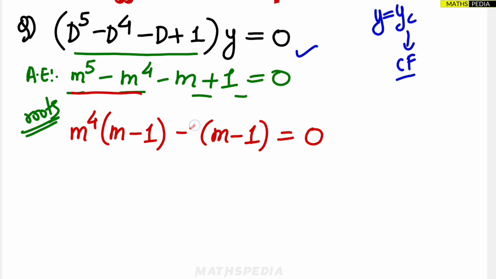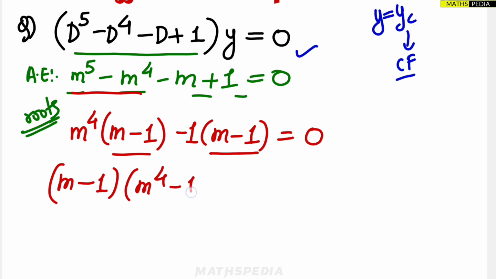So what should be outside? Minus 1. So these two are equal, so m minus 1 will be common. What is left out? m power 4 minus 1 equated to 0.